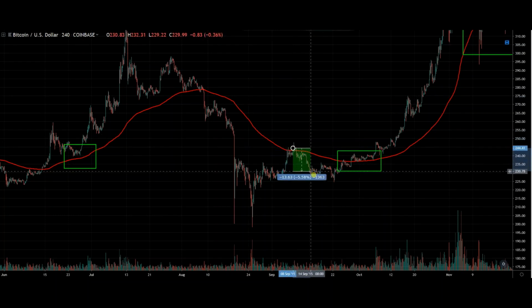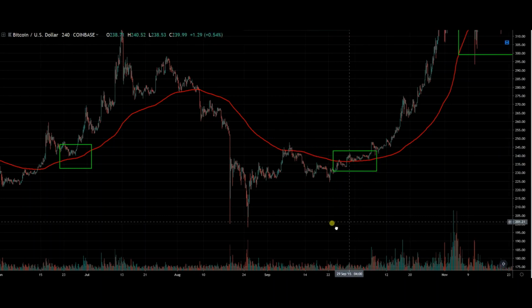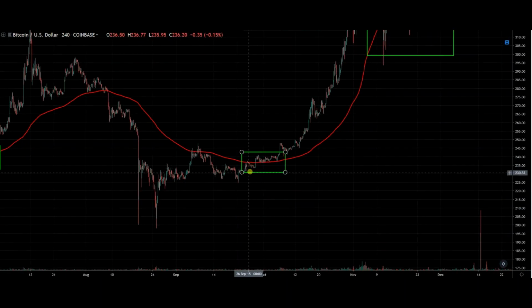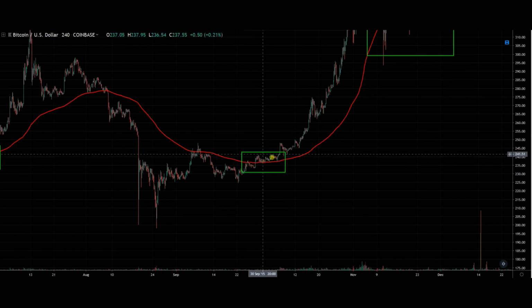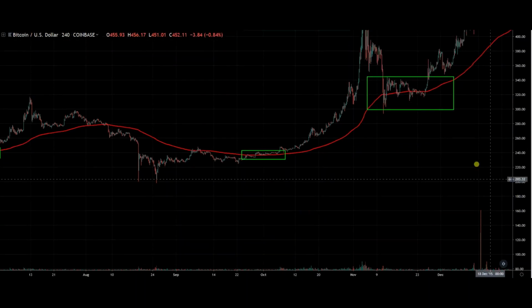I'm going to stop doing these percentage moves because it's taking up too much time. But anyway, it is an 8% drop. You could make money off that. Now, the first time you break above the moving average, the first touch is a long. You go long, and you can see what happened.